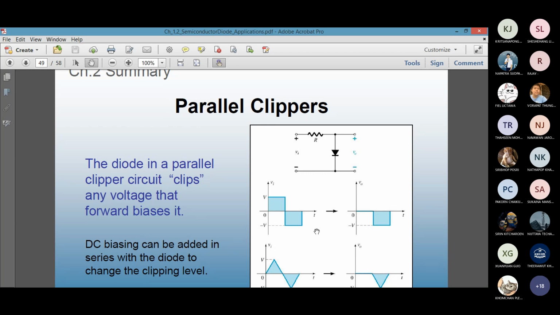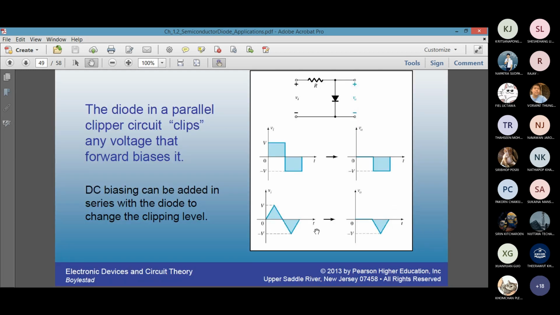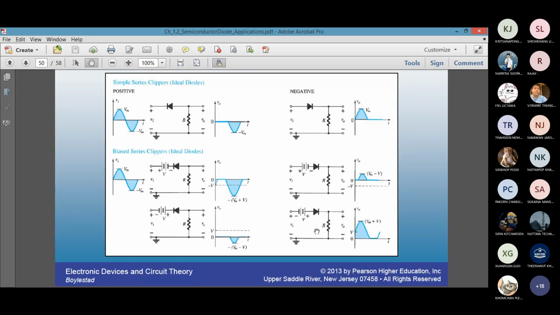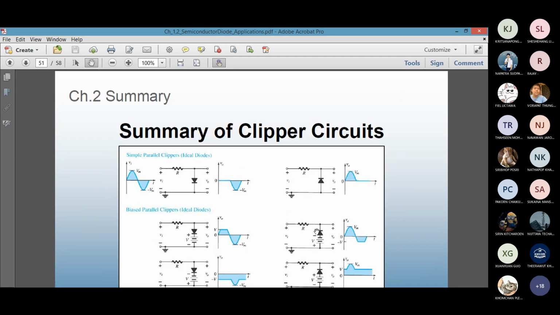In this case, during the positive half cycle, the ideal diode is 0. During the negative half cycle, the ideal diode is an open circuit. You are just sensing the negative input voltage through the outer loop. That's why for a parallel clipper, it clips away the voltage which does forward bias. There's a summary slide of what the output will look like for clippers, and also the next one is called clamper.